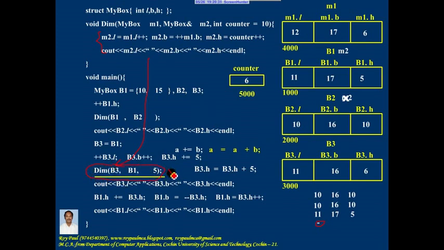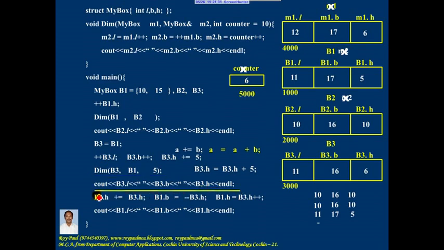Now when the control comes back here, don't forget the variable names m1, m2 and counter do not exist. So these variable names do not exist. So let me delete the variable names. Yeah, it is deleted. The variable names do not exist. Now after this, control goes to the next line.